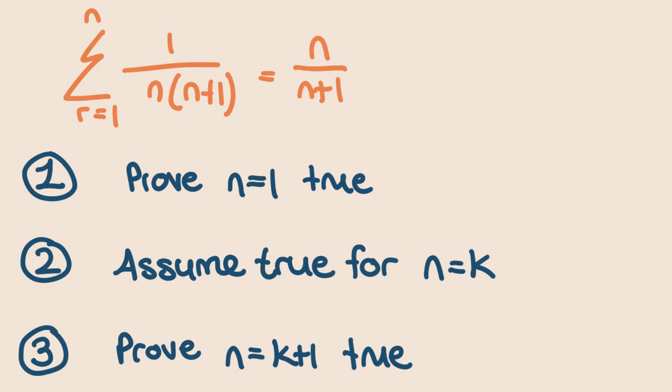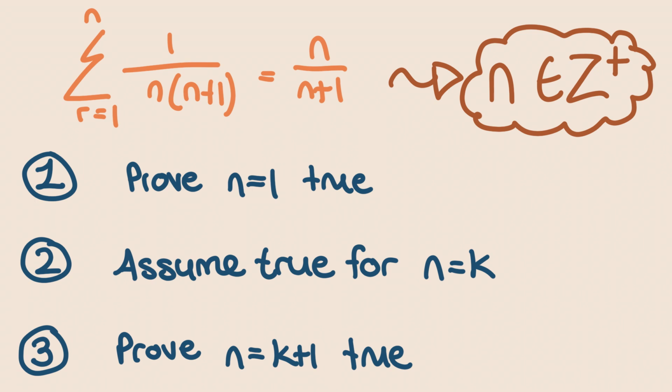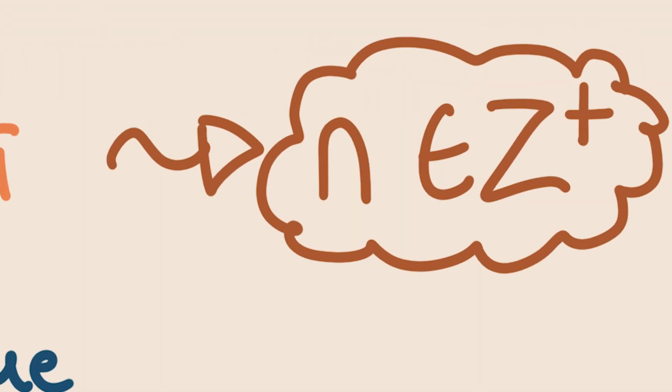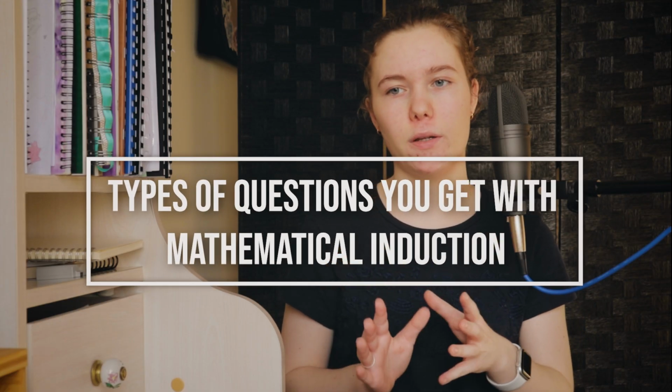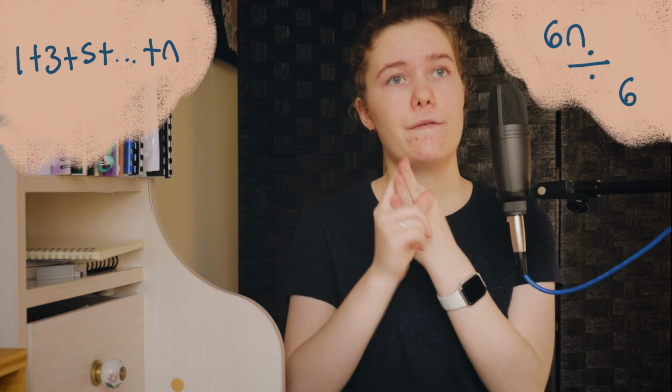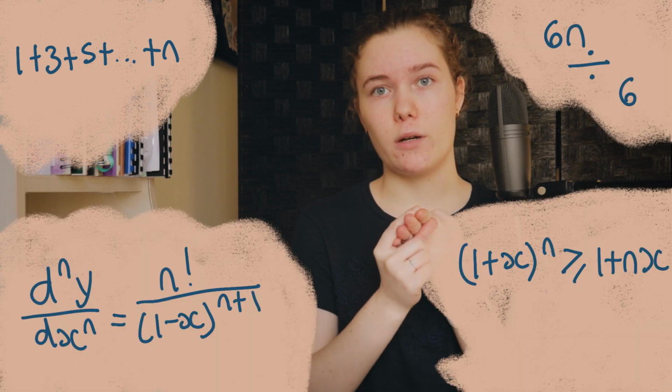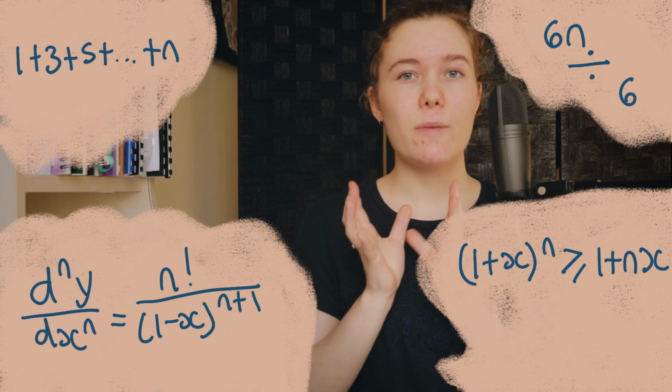If this statement is really true, then it would be true when n is equal to k plus 1 as well. So if these three parts are true, then the statement must be true for all values. But keep in mind that proof by induction is only for positive whole numbers. Proof by induction has several applications in different areas of math, such as sequences and series, divisibility, functions, and differentiation within calculus. I'm going to make a separate video for each of those, so keep an eye out.